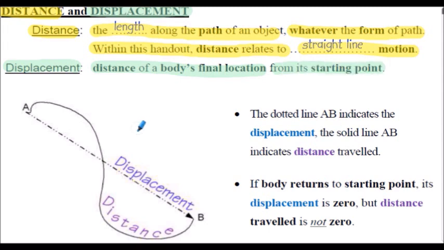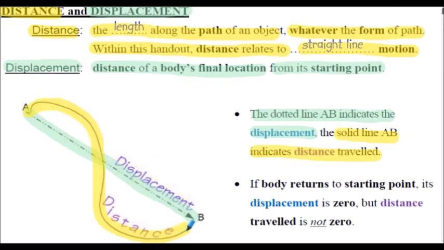So in the diagram, the dotted line A to B indicates the displacement, this line here. Displacement is as the crow flies, so it's the shortest distance between A and B here. And the solid line AB indicates the distance travelled. So this is the distance travelled from A to B. Note that if a body returns to the starting point, its displacement is 0, but the distance travelled will not be 0. So in essence, distance is a scalar quantity and displacement is a vector quantity.